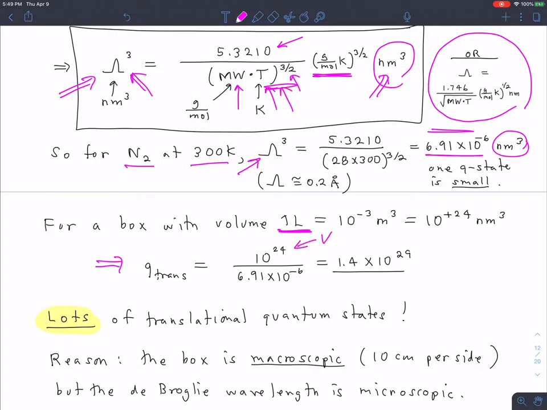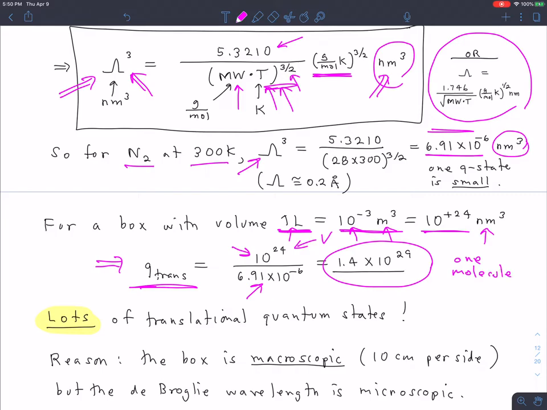For 1 liter, that volume is how many nanometers cubed? Well, it's 10 to the minus 3 meters cubed, 10 to the plus 9 nanometers per meter. 10 to the 9 cubed is 10 to the 27. And that's times 10 to the minus 3, so 10 to the 24 cubic nanometers in 1 liter. That's what goes up here, and divided by 7 times 10 to the minus 6 gives you about 10 to the 29 quantum states for 1 molecule.